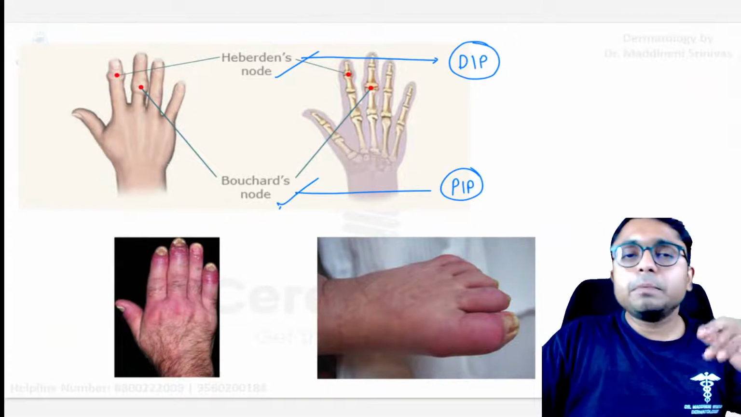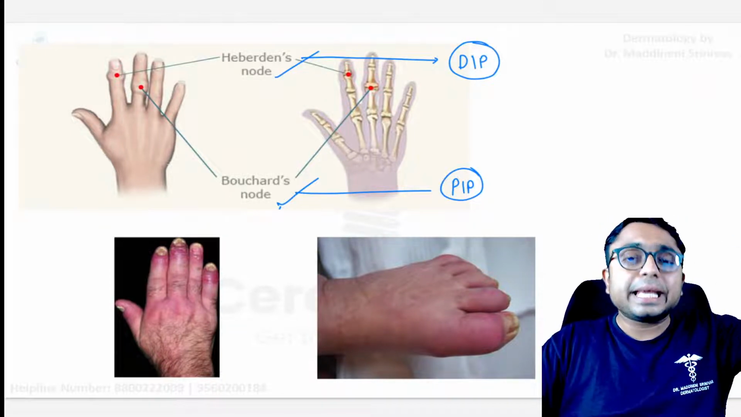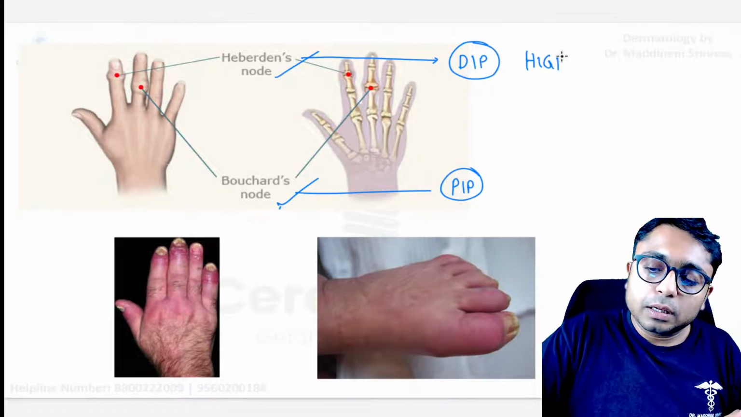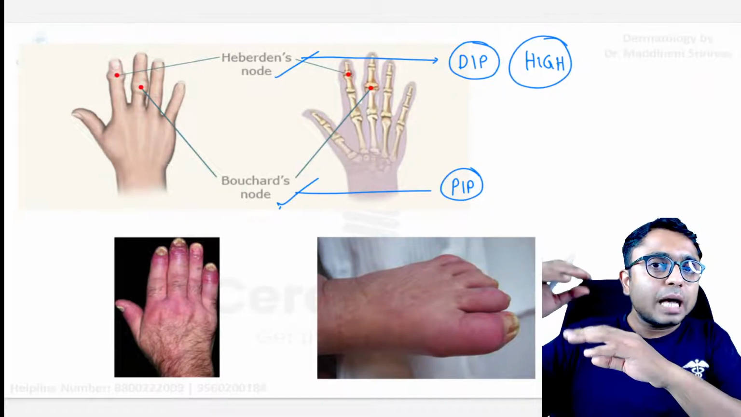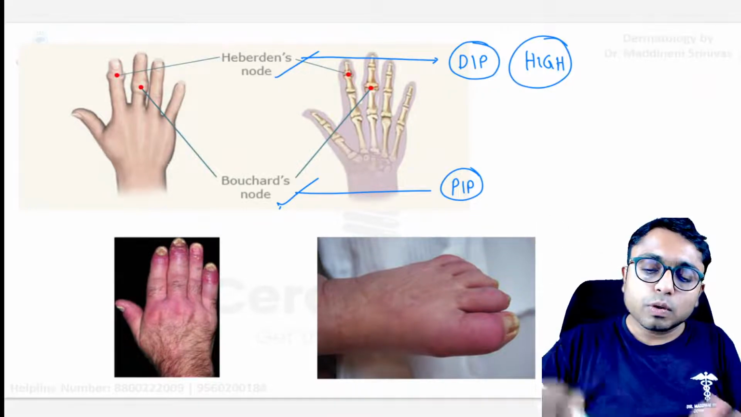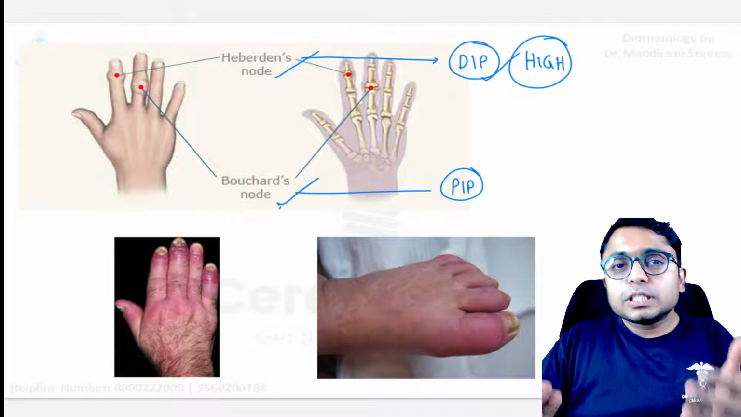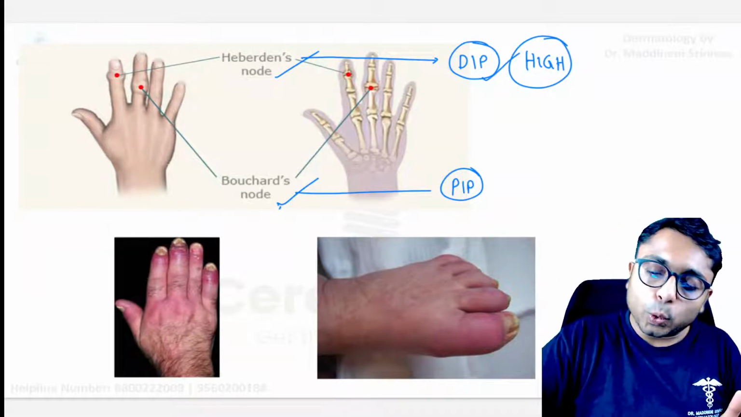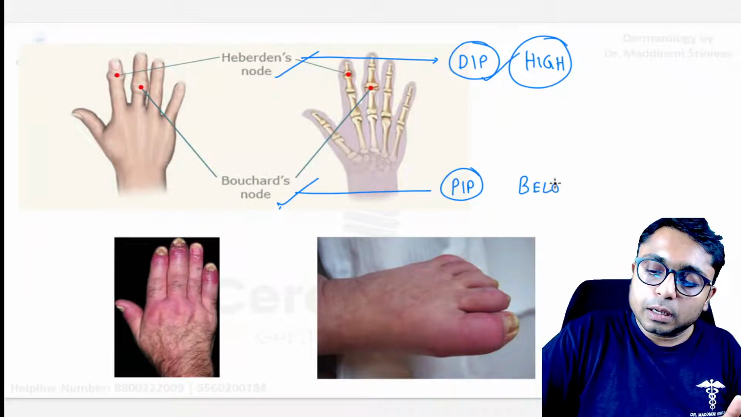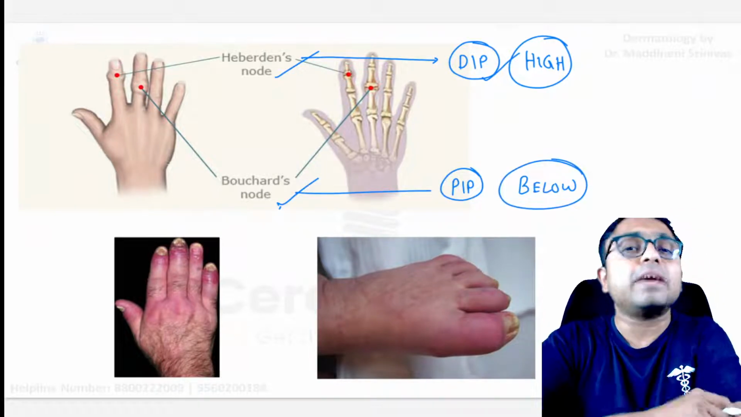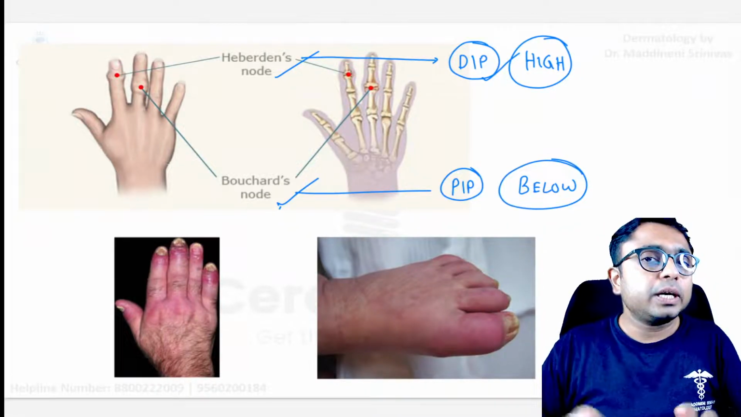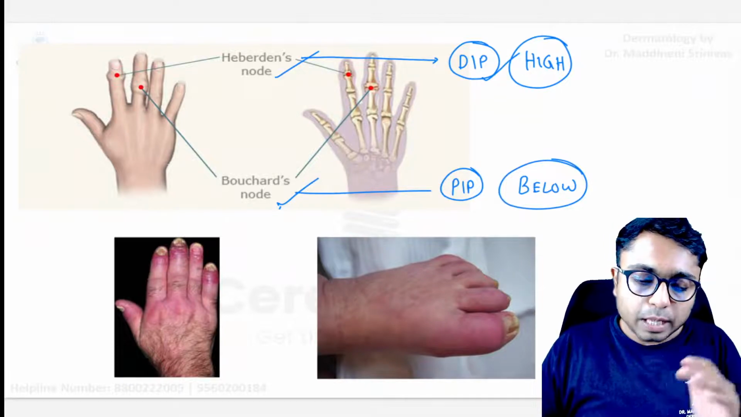Okay, so you can remember it as Haberden's nodes for high. So the nodes are present high above. So high is distal interphalangeal joints, and Bouchard's nodes are seen below. That is proximal interphalangeal joints. Okay, so this is how you can briefly remember these nodes, Haberden's and Bouchard's.